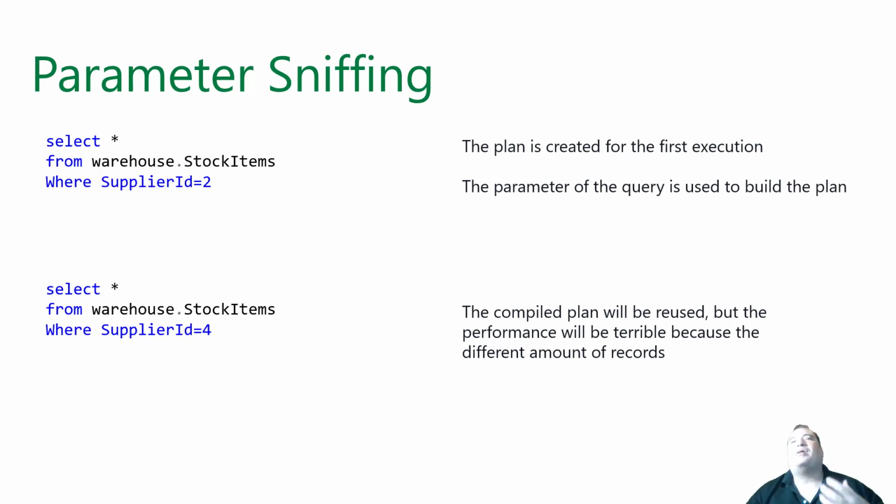This is called parameter sniffing because the plan is created based on the parameter value of the first execution which arrives on the server. So it's sniffing the parameter and creating the plan according to this parameter. So this problem is called parameter sniffing, and if the value is not evenly distributed, that will be a bad plan.